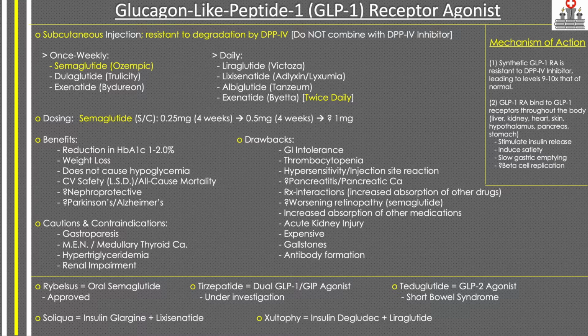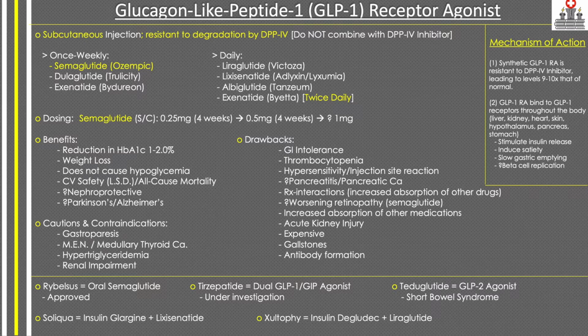Okay, now let us discuss the glucagon-like peptide 1 receptor agonists, or GLP-1 receptor agonists. So up to now, apart from insulin, we've been talking about oral medications. GLP-1 receptor agonists are actually subcutaneous injections. They're given either daily or once weekly. Now, as we've stated, we do not combine these with the DPP4 inhibitors. We typically stop the DPP4 inhibitor when starting these medications, as GLP-1 receptor agonists are more beneficial overall across almost every domain.